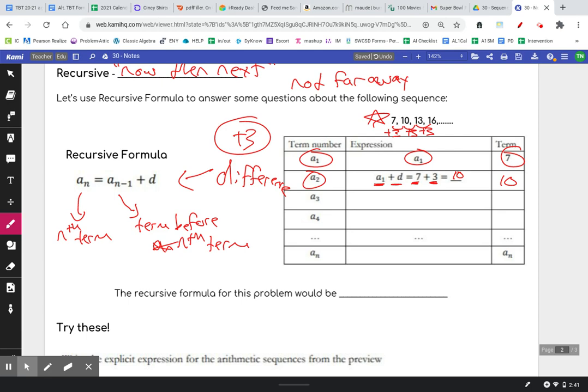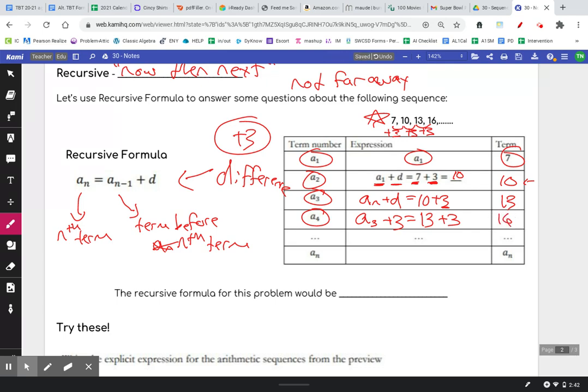So the second term is 10. Now the third term is just going to be whatever the second term was plus the difference. What was the second term? We see that here. That's 10 plus 3, because the difference is 3. That 3 stays the same. Well, what's 10 plus 3? 13. Okay, so on and so forth. Here we see the fourth term. That's the third term plus the difference. What was our third term? It was 13. What's the difference? It's still 3, so that turns us into 16, so on and so forth.